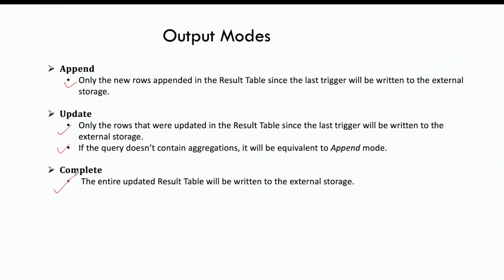Alright. So here you can see the summary of the output modes. Let's revisit them once again. In append mode, only the new rows appended in the result table since the last trigger will be written to the external storage. In update mode, the rows that were updated since the last trigger will be written to the external storage. If your query doesn't contain aggregations, it will be like the append mode. In the complete mode, the entire updated result table will be written to the external storage.